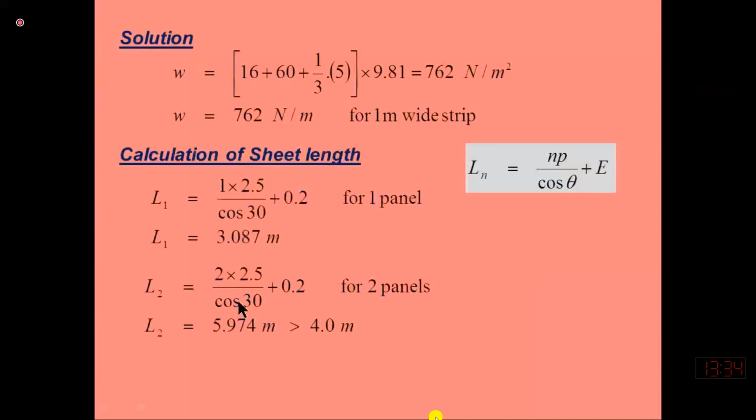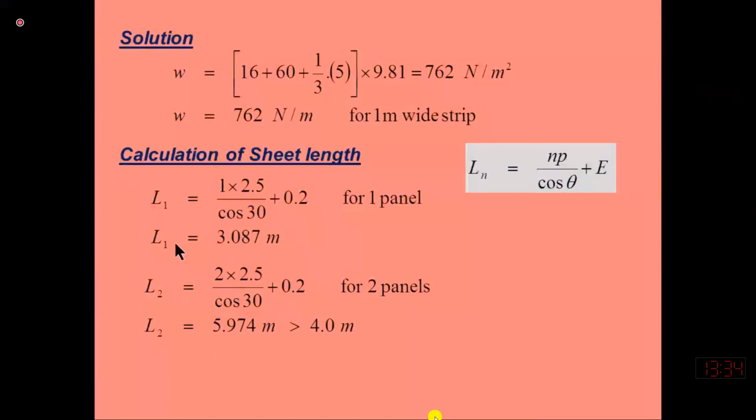It means that one sheet cannot be used to cover two panels, because we do not have a sheet length in the market of more than 4 meters. So we will use the L1 value. We can cover only one panel with one sheet.